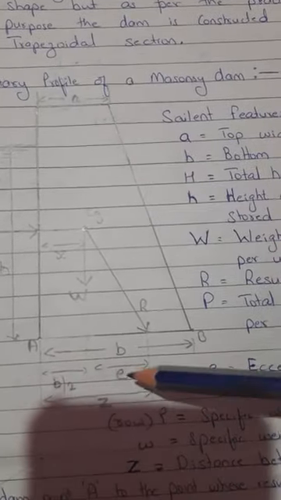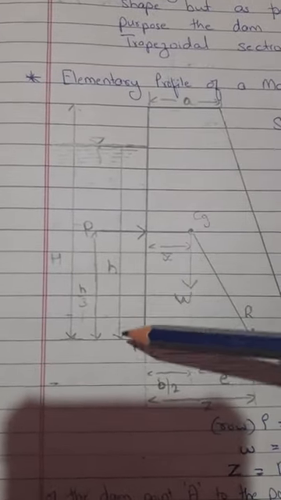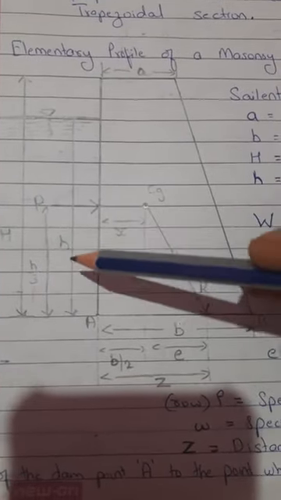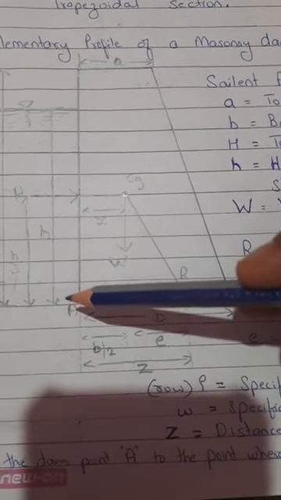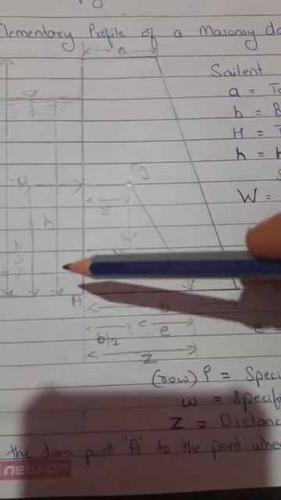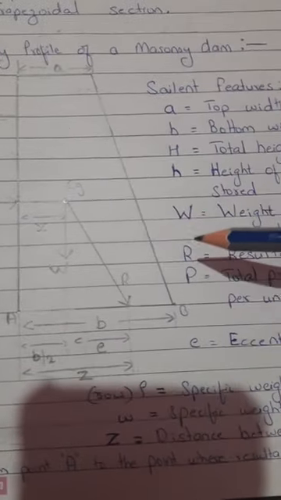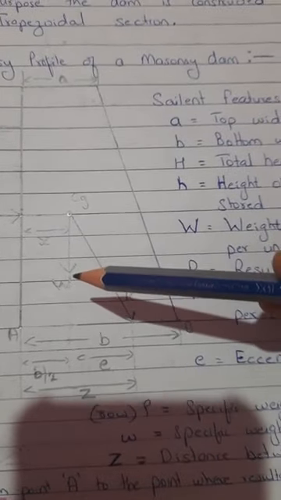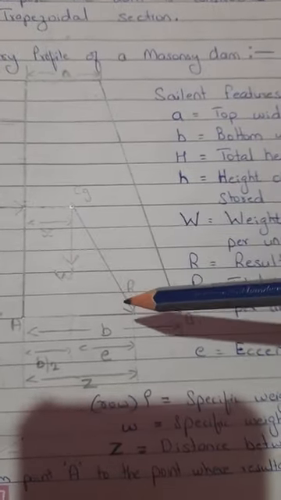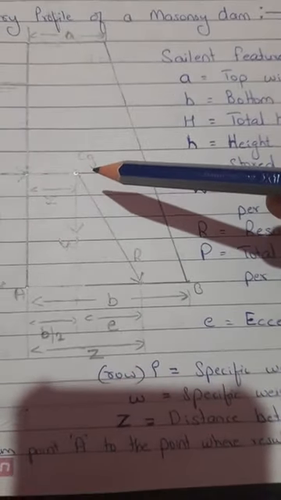A is the top width of the dam. B is the bottom width of the dam, and capital H is the total height of the dam. Small h means the height of the water stored in the dam, to what extent we are storing the water. W is the self weight of the dam per unit length. R is the resultant. P is the water pressure. CG is the center of gravity.